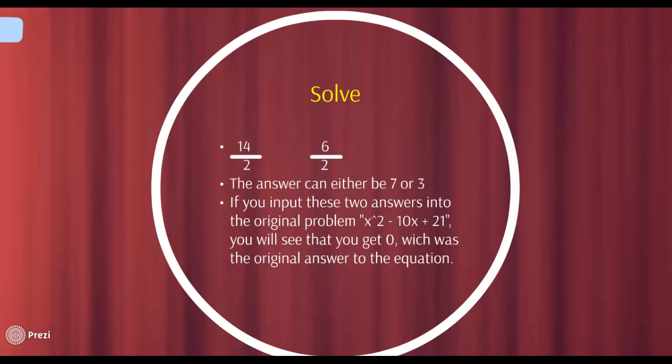And now we're going to solve. Basically, if you add 10 plus 4 and subtract 10 minus 4, you get 14 and 6. We divide both of those numbers by 2, and so the answer can either be 7 or 3. If you input these two answers into the original problem, x squared minus 10x plus 21, you will see that you get 0, which was the original answer to the question.